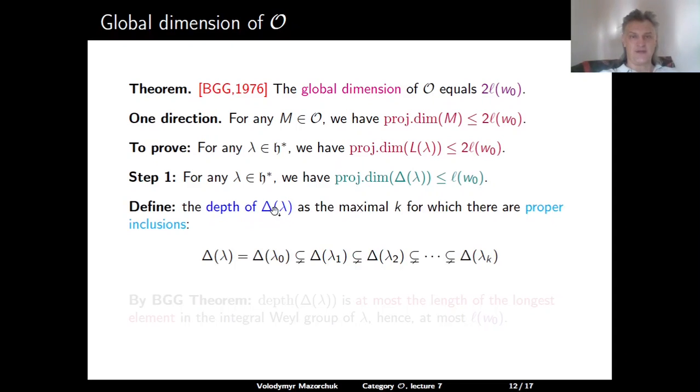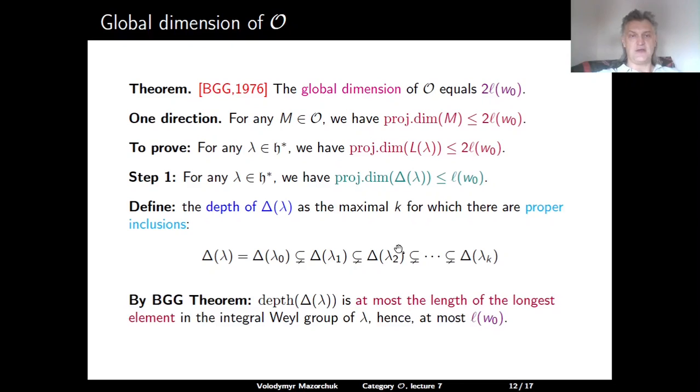We define the depth of the Verma module Δ(λ) as the maximal k for which there are proper inclusions of Δ(λ), which is Δ(λ0), into a different Verma module Δ(λ1), and this is included into a different Verma module Δ(λ2), and so on, all the way up to Δ(λk). And from the BGG theorem, it follows that the depth of Δ(λ) is at most the length of the longest element in the integral Weyl group of λ, because each such inclusion is when we reflect with respect to some root in our Weyl group, and we get an element which is smaller with respect to the partial order on the set of all weights.